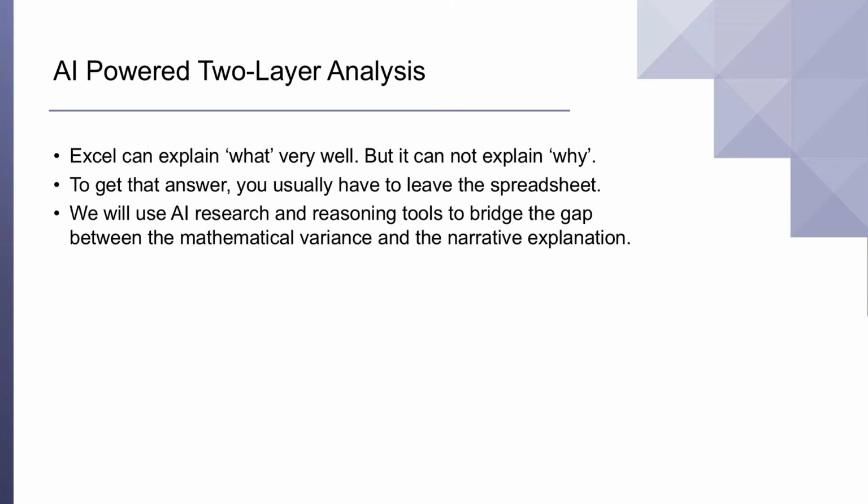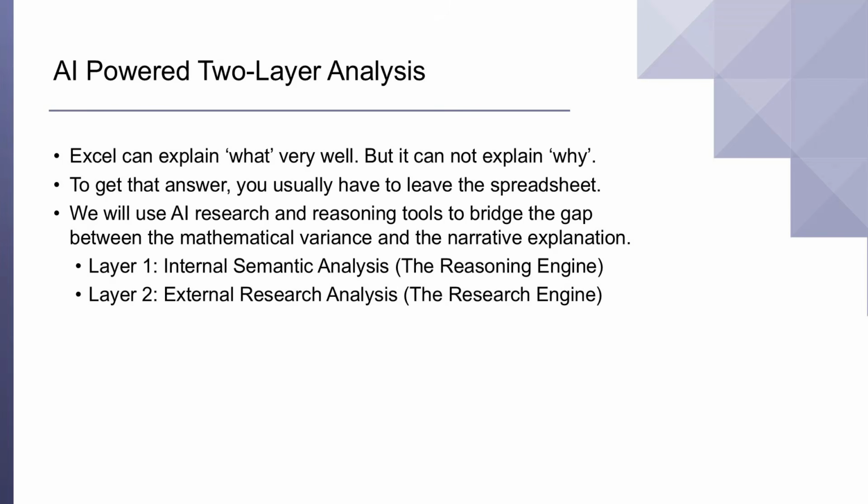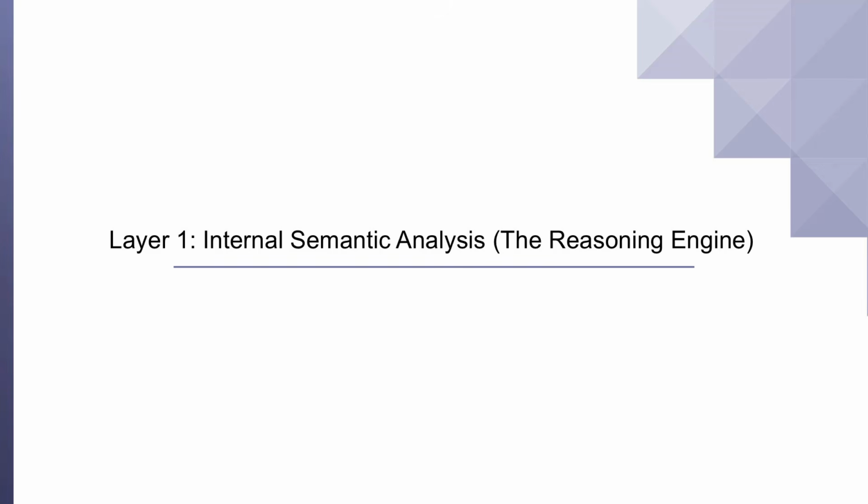We are going to use AI research and reasoning tools to bridge the gap between the mathematical variance and the narrative explanation. We are going to perform two-layer variance analysis for Bean and Basket. Layer 1, internal semantic analysis, the reasoning engine. Layer 2, external research analysis, the research engine. Let's start with the internal semantic analysis, the reasoning engine.